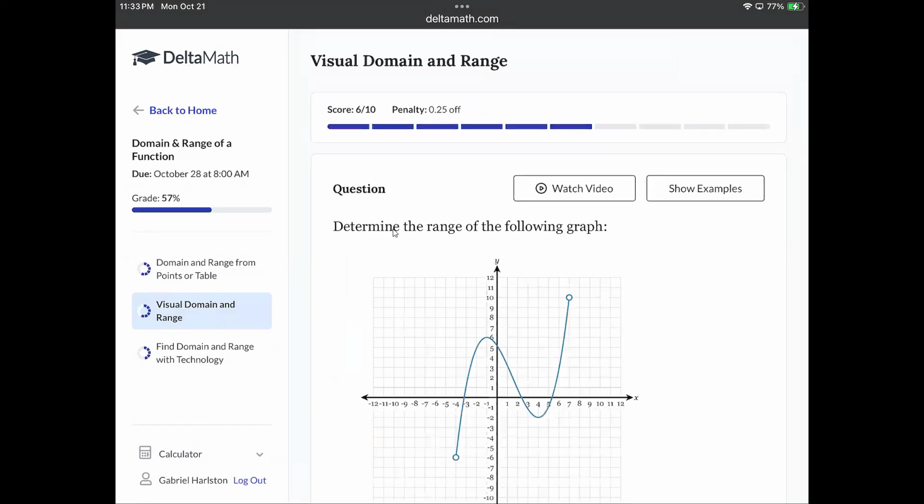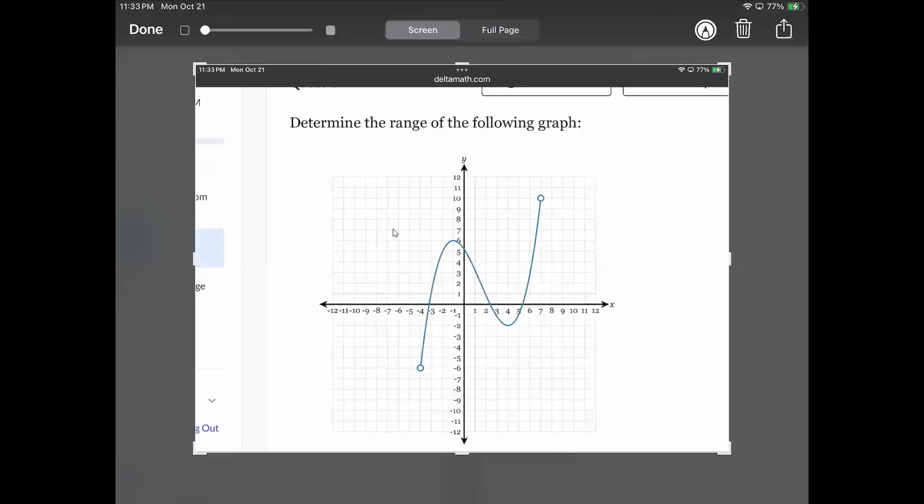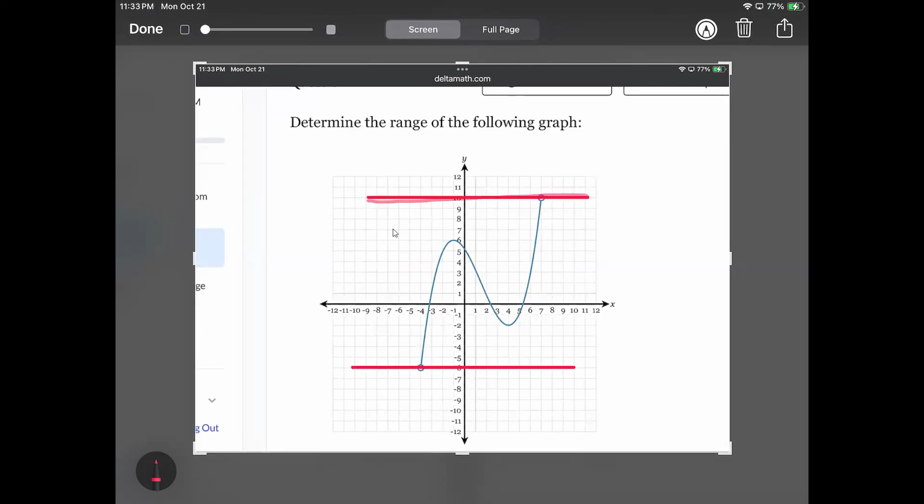So this one, we're looking for the range. Let me take a picture. That means we need outputs, so I need horizontal lines. I'm going to draw a horizontal line here, and then draw another horizontal line here. So the output starts at a -6 and goes all the way to a +10. These are both open circles, so I'm going to have parentheses. I start with a -6, go all the way up to a +10, and that's the range.